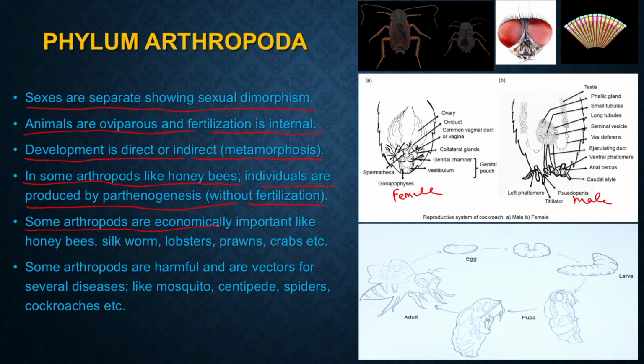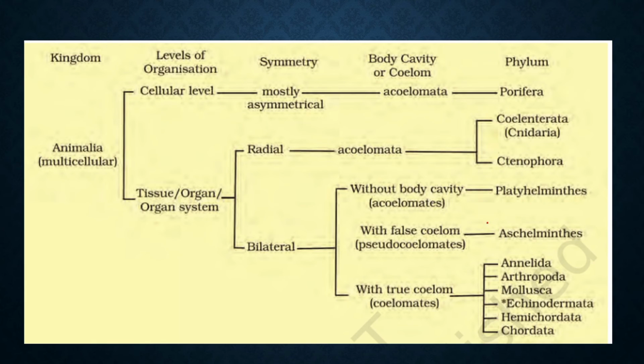Some arthropods are economically important, like the honeybee, silkworm, lobster, prawn, crabs, etc. Some arthropods are harmful and are vectors for several diseases, like mosquitoes, centipedes, spiders, cockroaches. You know that so many diseases are spread by the mosquito, like malaria, chikungunya, dengue and all sorts of diseases, right? Similarly, some diseases are also spread by cockroaches. So this is all about the discussion up to Arthropoda.